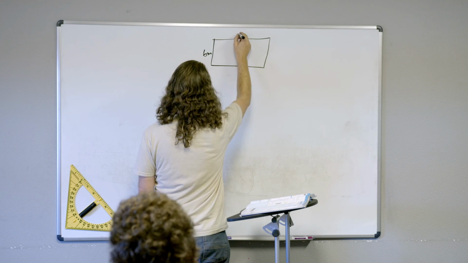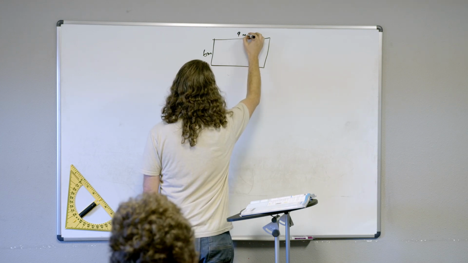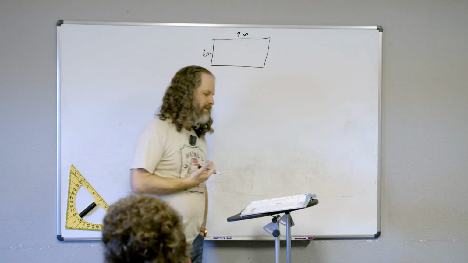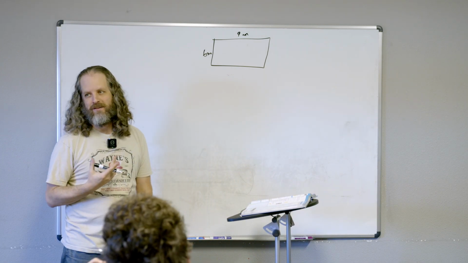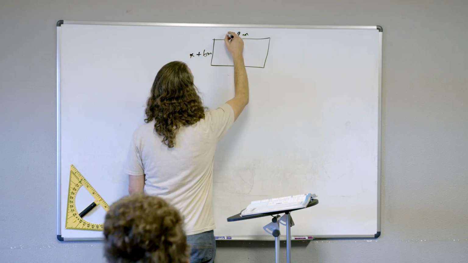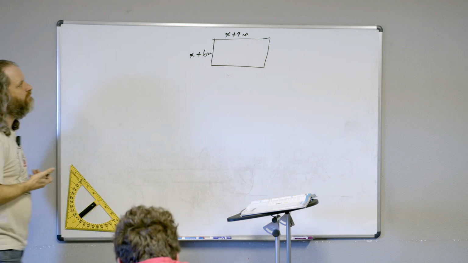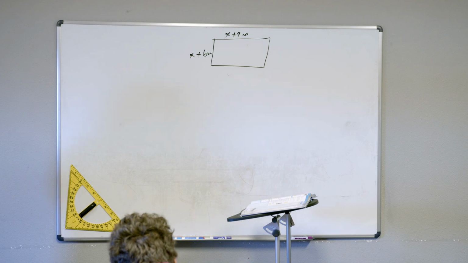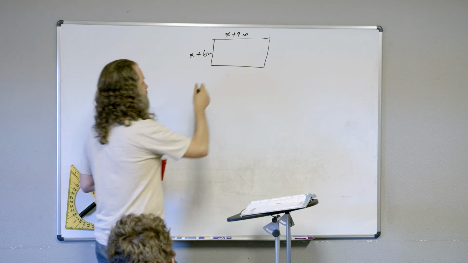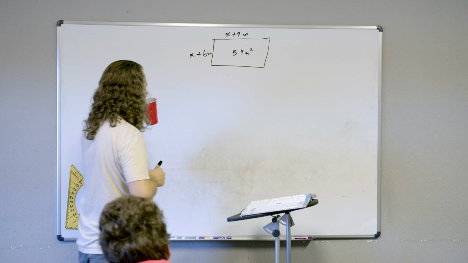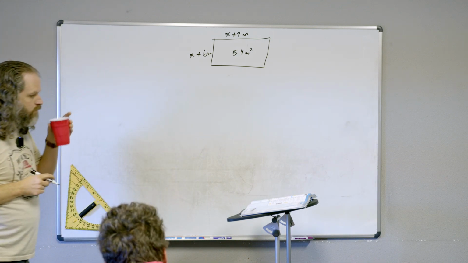She's got this patio that's 6 meters and 9 meters. She wants to double the area by adding the same amount. So she wants to add some amount to both of them and double the area. The area is 54. The current area is 54 meters squared. That's true. And then doubling it is 108.